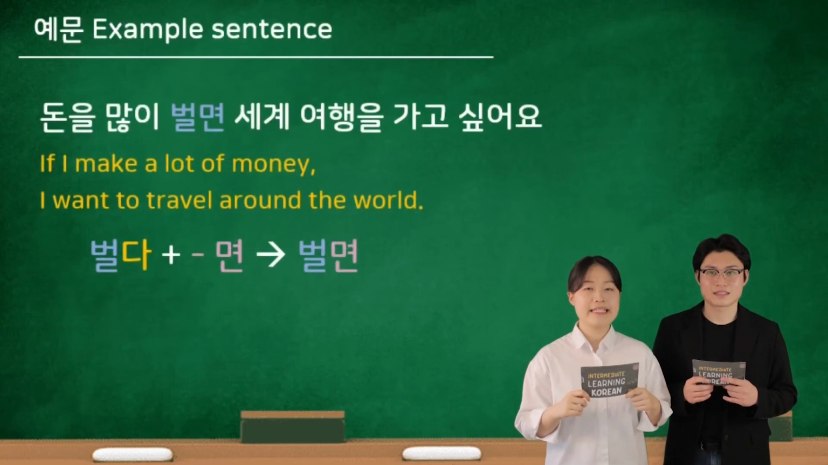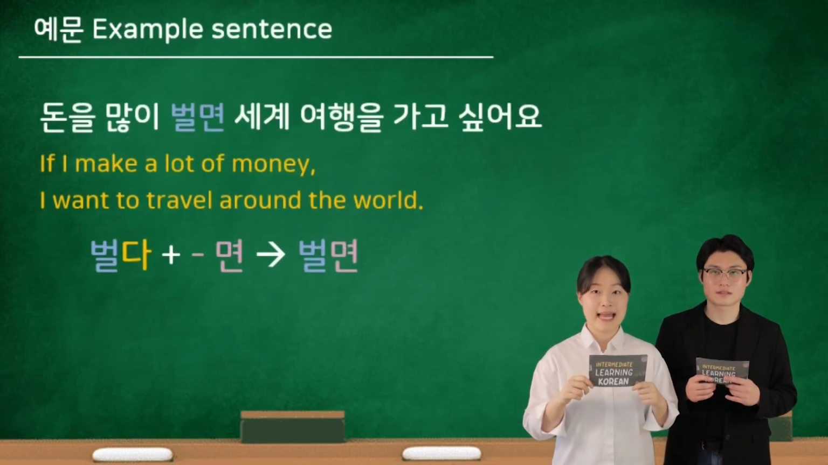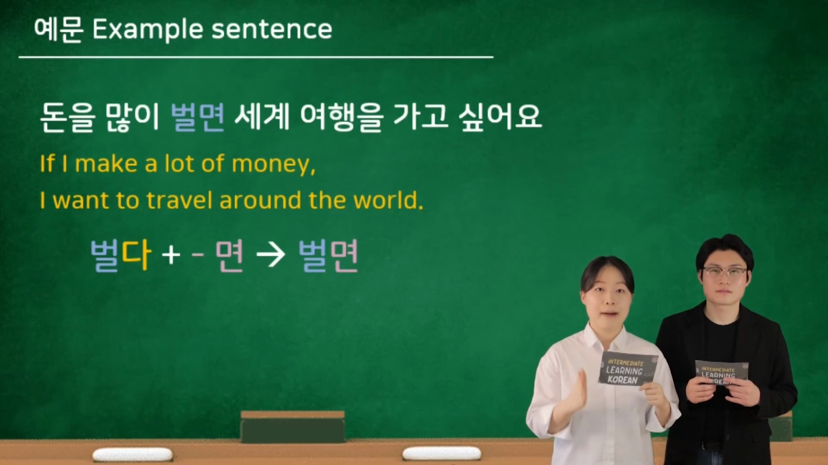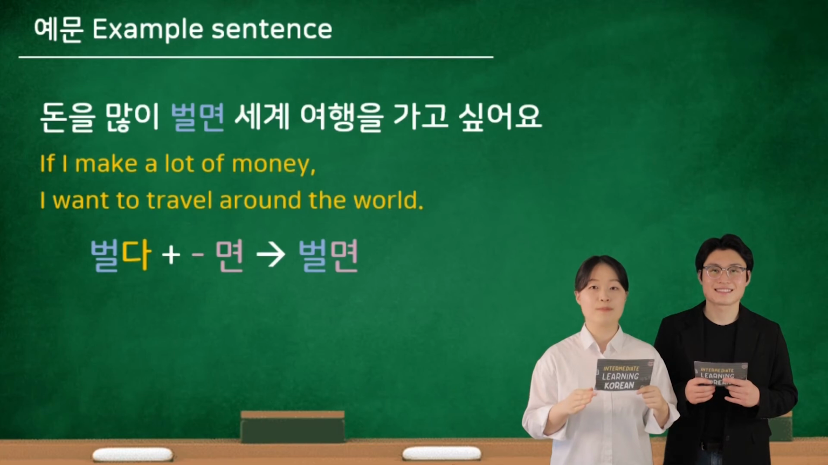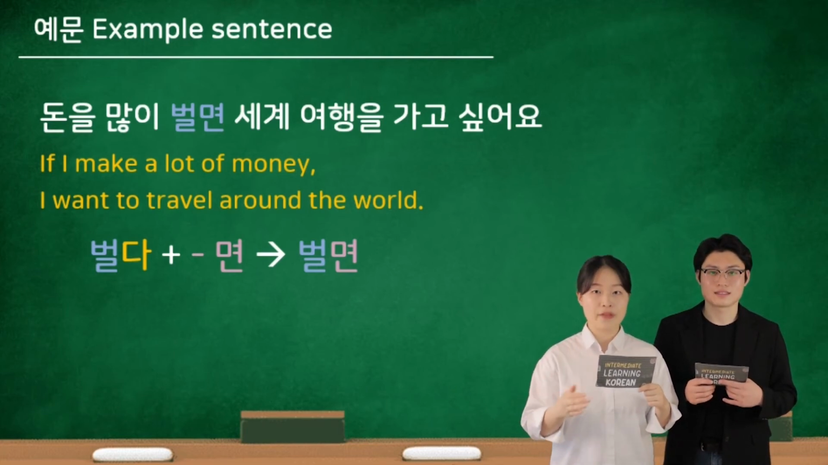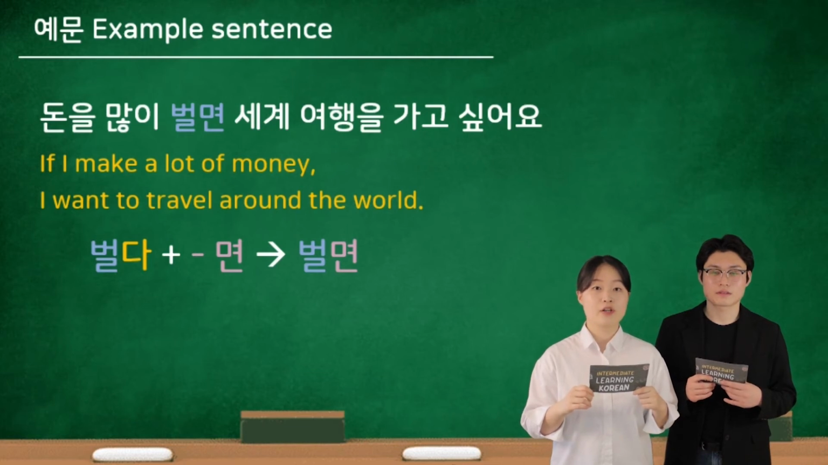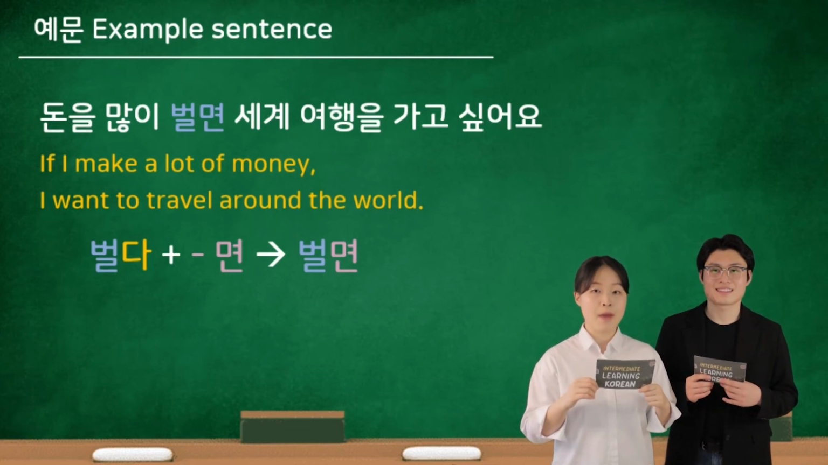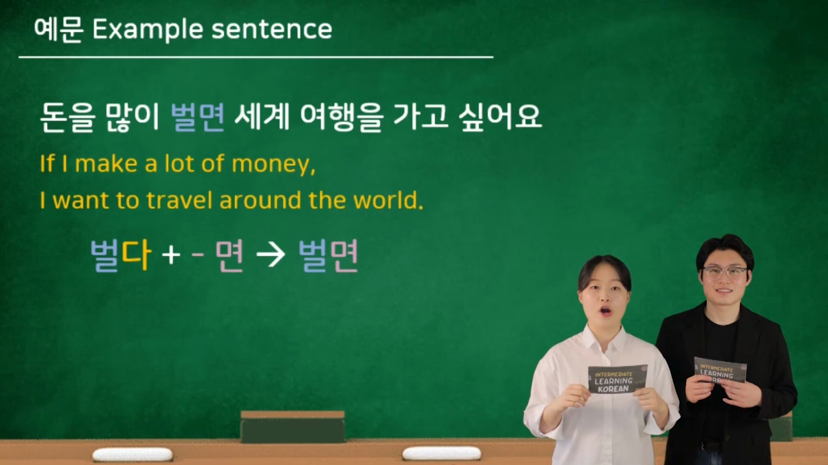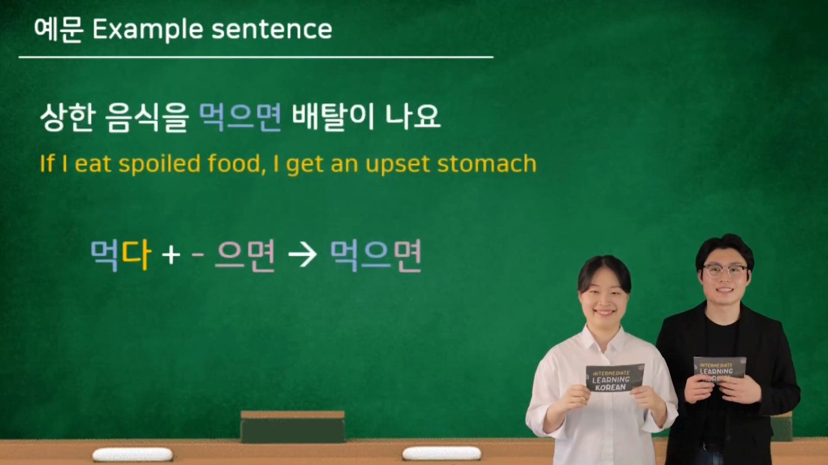Yes, then shall we review the form of 면 and 으면? 으면 is used after verbs and adjectives with a final consonant. Conversely, 면 is used if there is no final consonant after the verb and adjective.